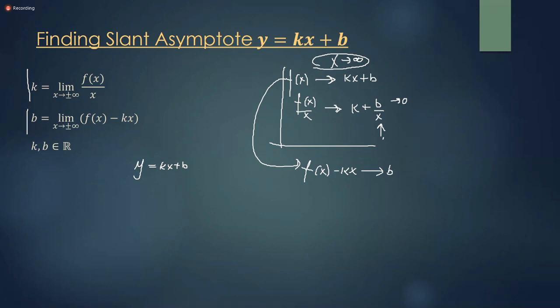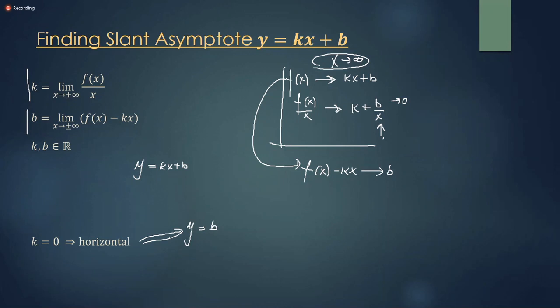There's also another interesting situation, when k is 0. If k is 0, that means that the line is horizontal. Then we have y equals b. That means that the horizontal asymptote is only a special case of the slant asymptote. So in many cases, people simply find the slant asymptote, and if k is 0, then they understand, of course, that the asymptote is horizontal. The slant asymptote is actually horizontal.